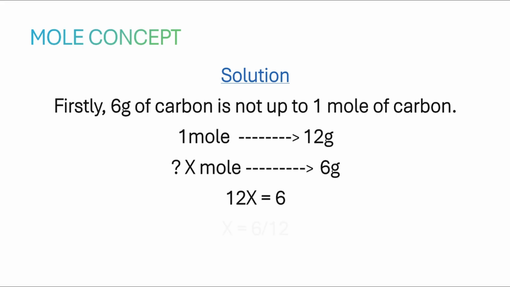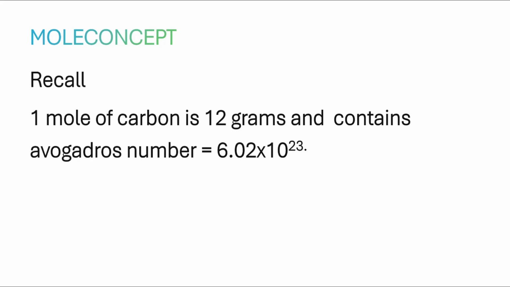Hence, we say 1 mole of carbon contains 12 grams. So how many moles will be in 6 grams? So when we cross multiply, we'll find the value of x. When we do the maths there, after the cross multiplication, at the end of the day we are going to have 0.5 moles of carbon. Alright, so this is not our final answer, please bear it in mind. It's just the number of moles in 6 grams of carbon.